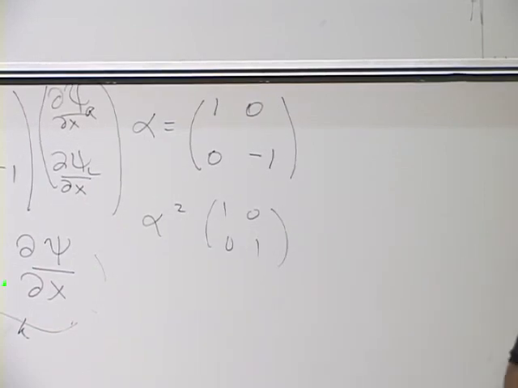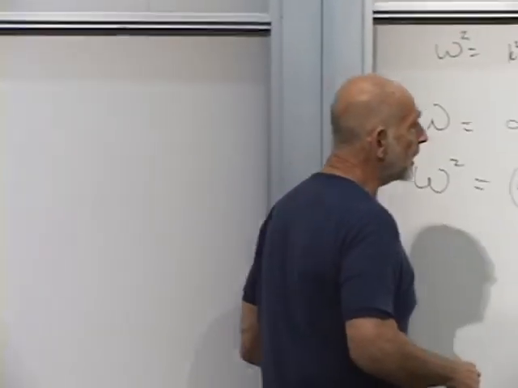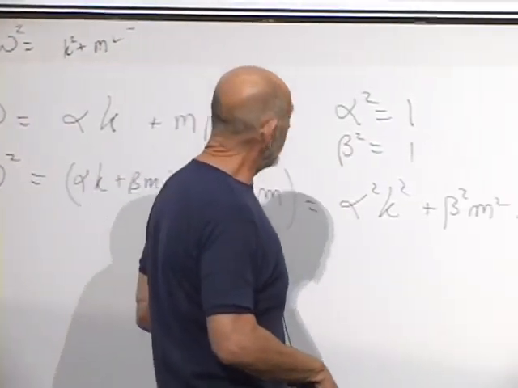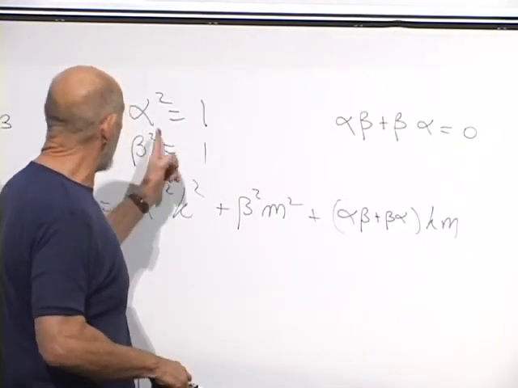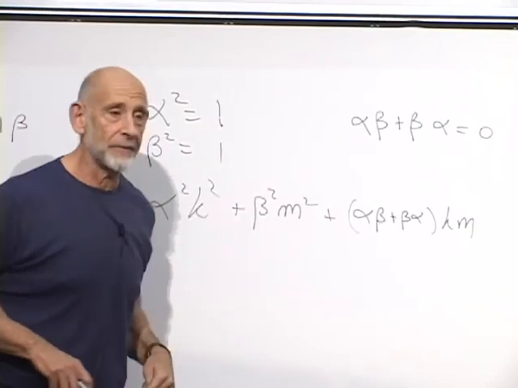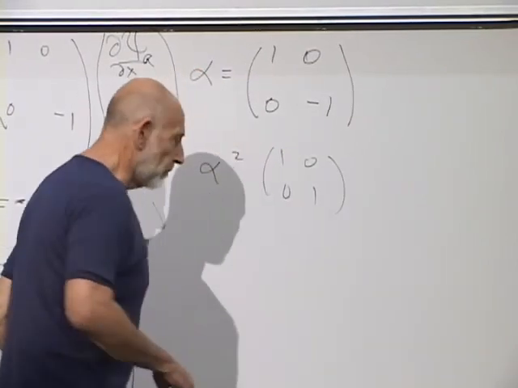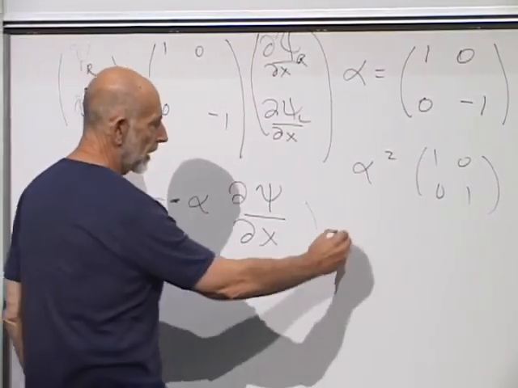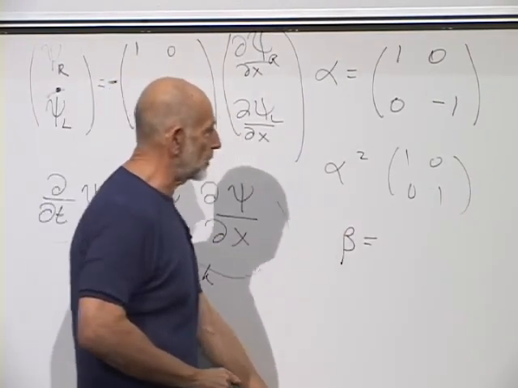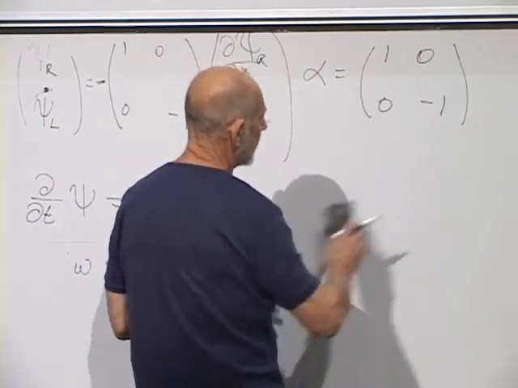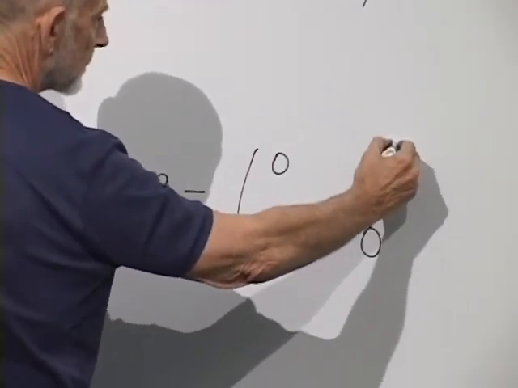Whatever beta is, it also had better be a matrix whose square is 1, but it can't be the same as alpha. If it was the same as alpha, then alpha beta plus beta alpha would just be twice alpha squared, and that would just be 2. So beta can't be alpha. It also has to have a square which is equal to 1, but there are more matrices around. Here's an example. Beta is equal to 0, 1, 1, 0.